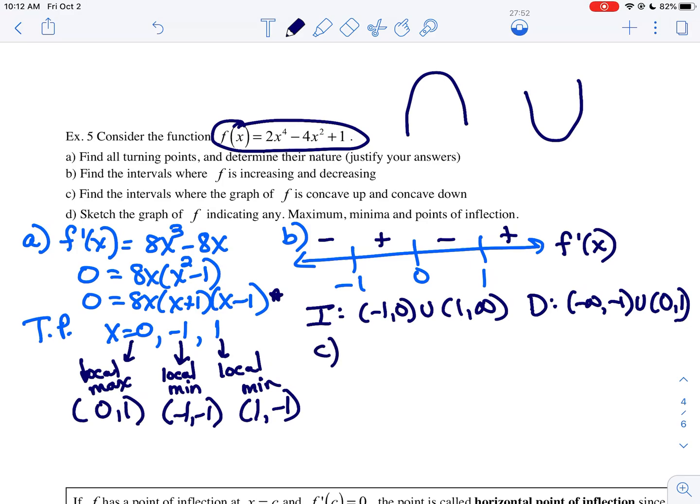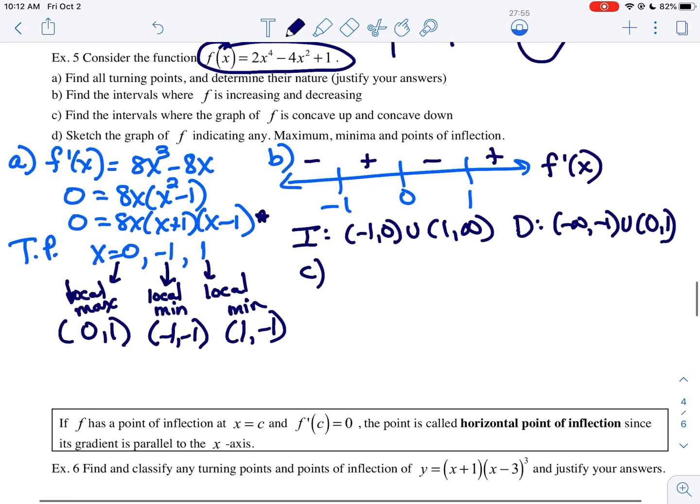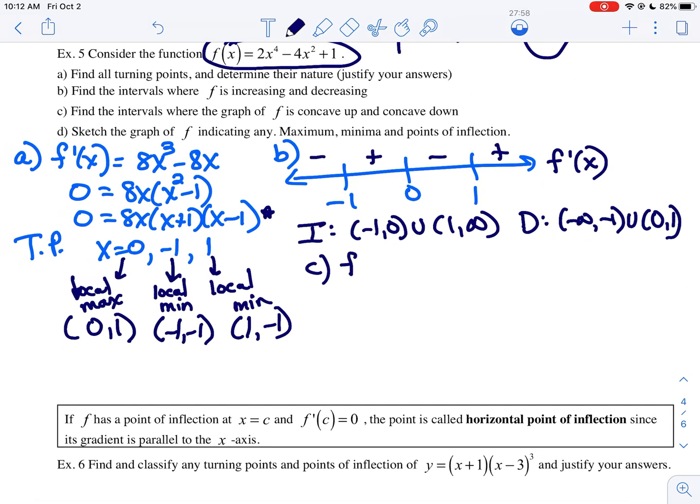All right, then part C. Find the intervals where the graph of f is concave up and concave down. So we need the second derivative. That's 24x squared minus 8. So you're going to get x is plus or minus 1 over the square root of 3.